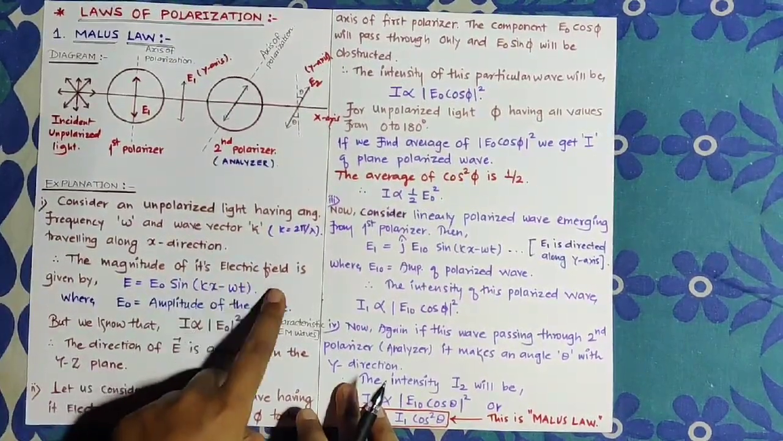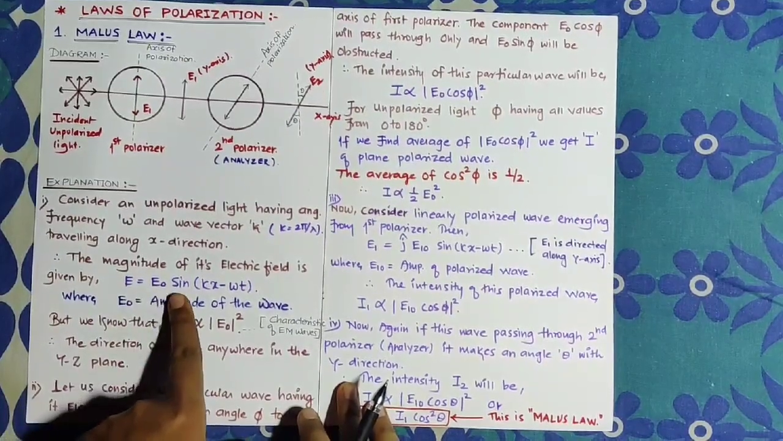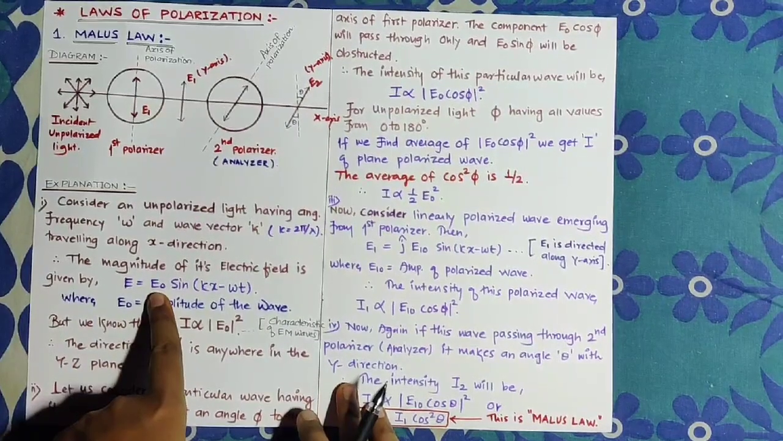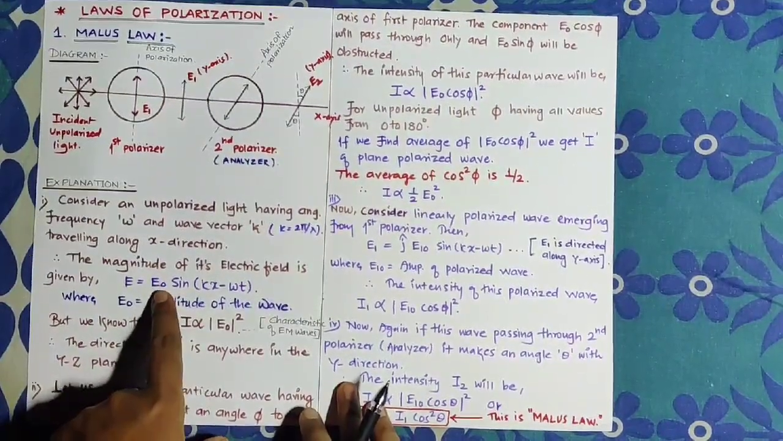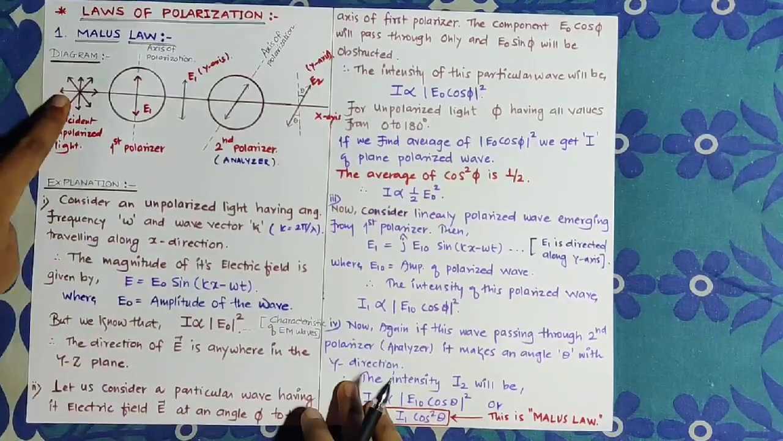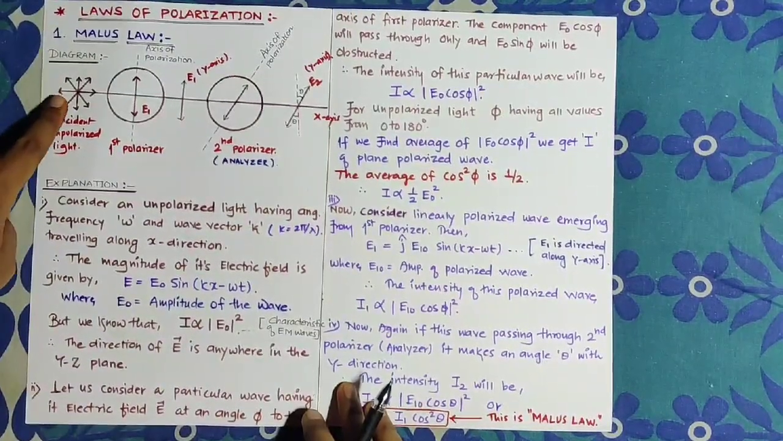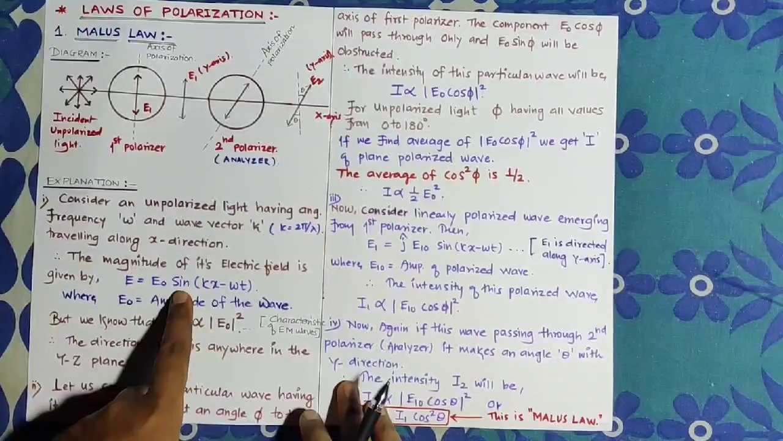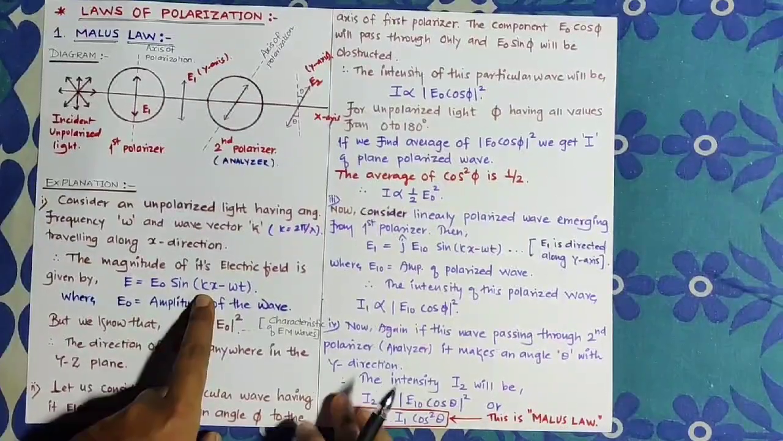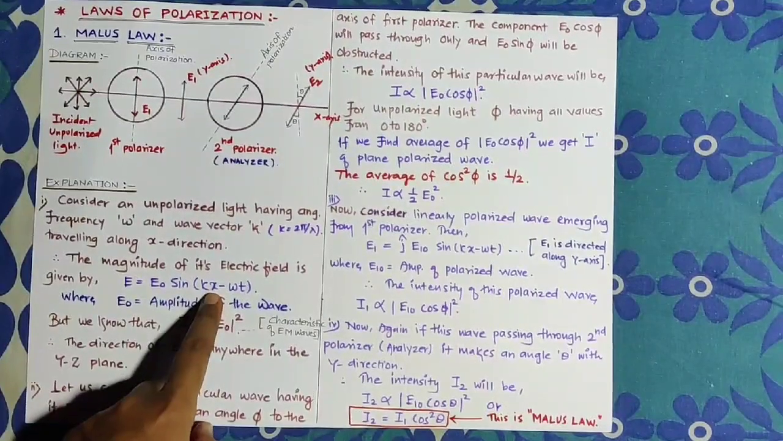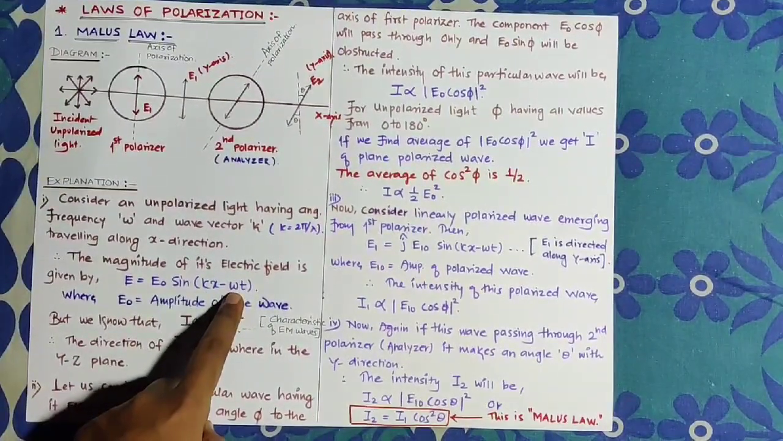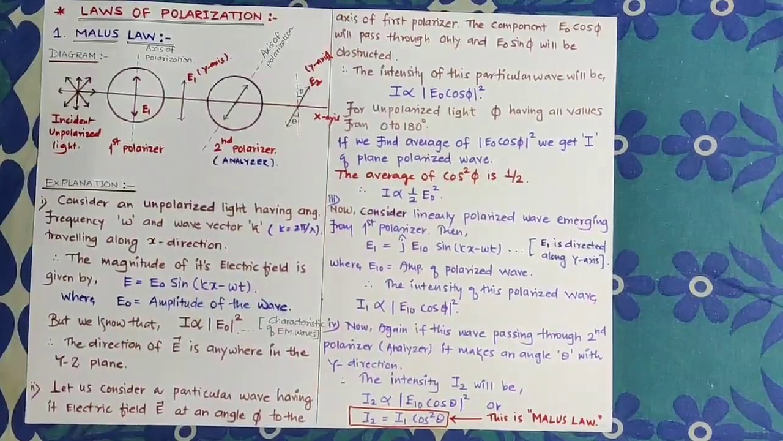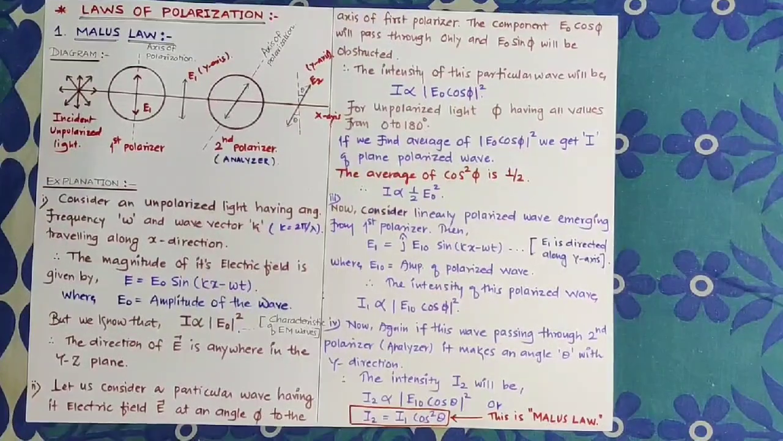So the magnitude of its electric field is E = E0 sin(kx − ωt), where E0 is called the amplitude of the wave. See that E0 represents the amplitude of the unpolarized wave or unpolarized light. That's why we wrote E suffix 0. Sine is an angle. k represents the wave vector. x represents the displacement of that wave. ω represents the angular frequency, and t represents the time required for the wave to pass from one position to another position.